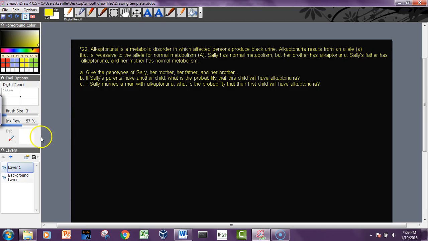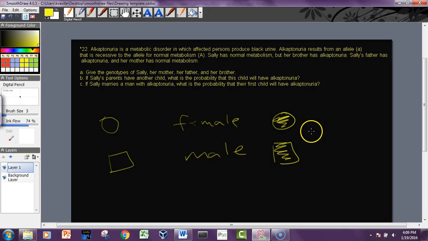Sorry about that, just have to get my pen right. Increase my ink flow. So symbols. Female. Male. So that's female. Male. And then that's a female that's affected and a male that's affected. So affected means they have whatever disease or trait it is that we're looking at. And these are unaffected.